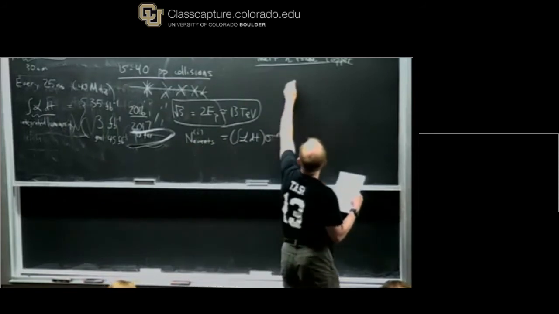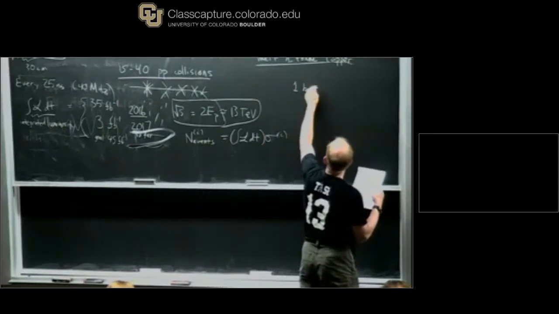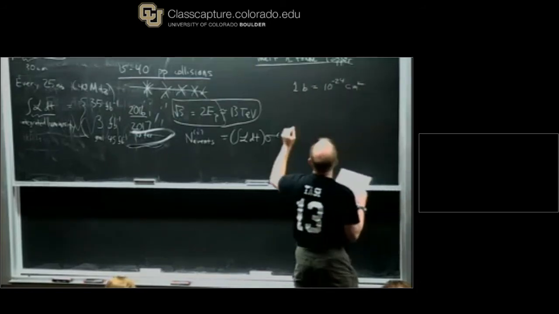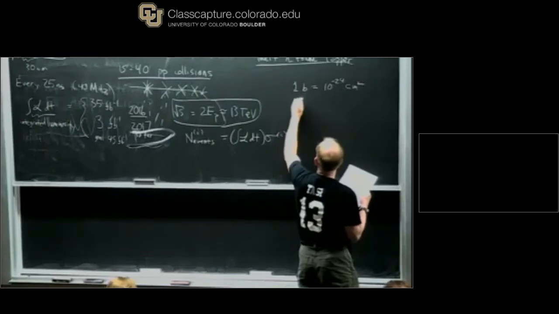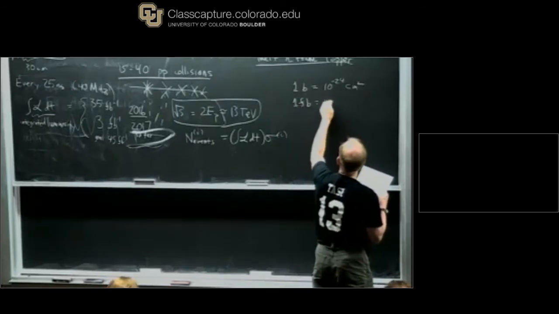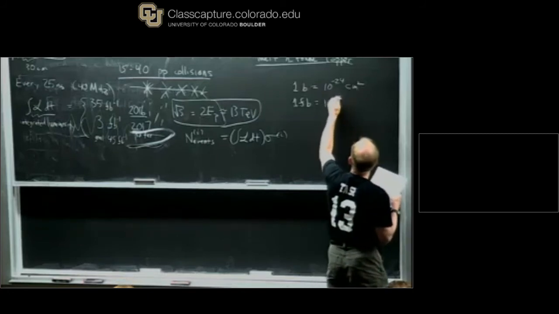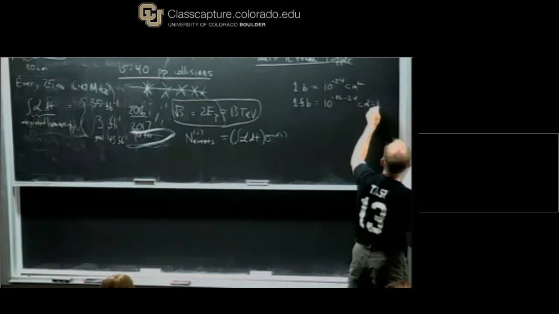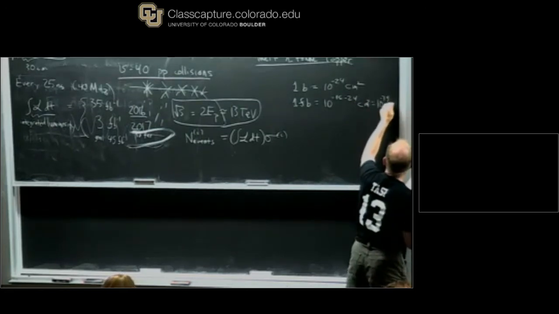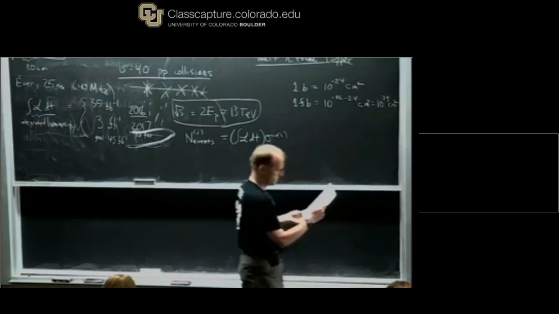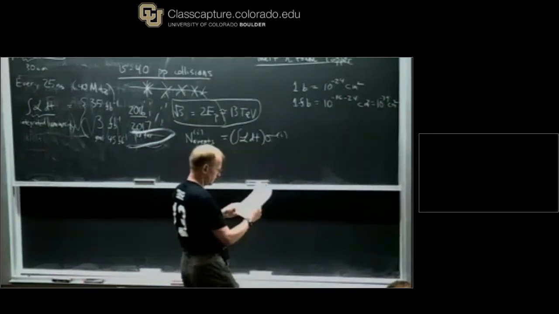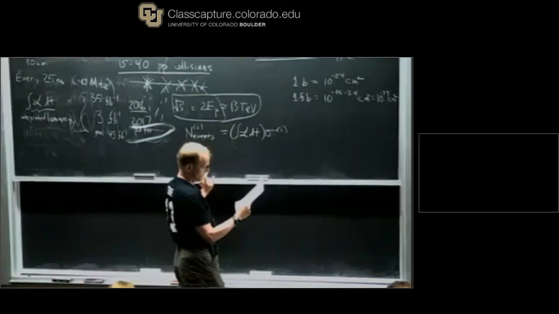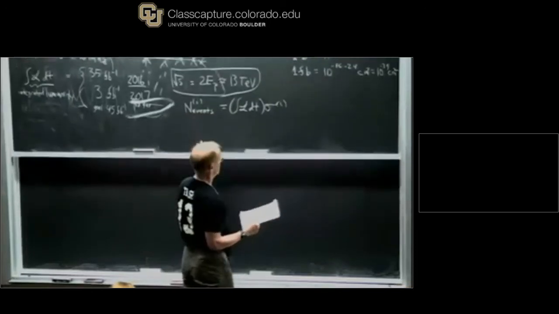And I should also write down that a barn is 10 to the minus 24 square centimeters. But that's way too big. So a femtobarn is 10 to the minus 15 of that. So these are thought of as sizes that are extremely small. So let's give some examples.